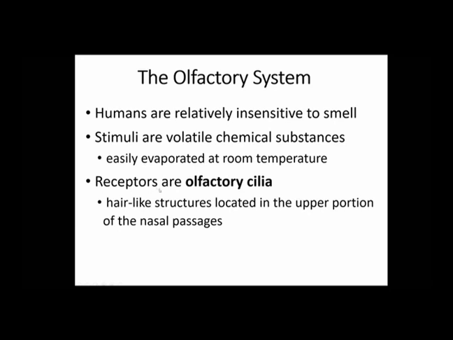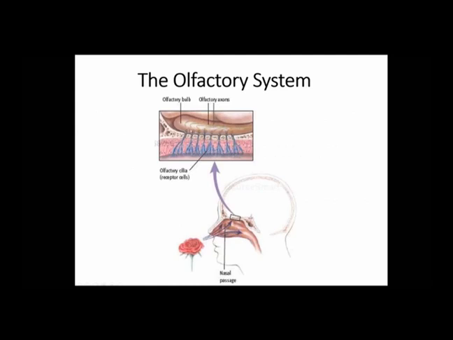And then in this case, our receptors are going to be olfactory cilia, so little hair-like structures that are located along our nasal passages. And we can get a visual of that here. So if we're looking at the inside of our nose, up at the top here, we have this olfactory bulb that connects to all of these cilia, our receptor cells for scent.